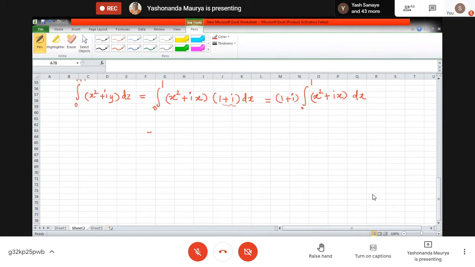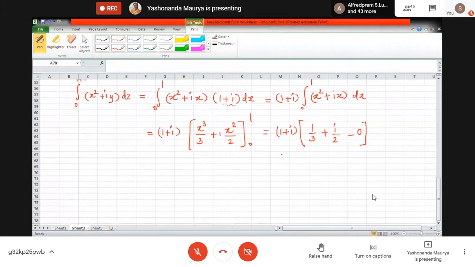Now the integration. This turns out to be 1 plus i times, what is the integration? x cube by 3 plus i x square by 2. Substitute the limits from 0 to 1. When we substitute the upper limit, it is 1 by 3 plus i by 2. Lower limit, when we substitute, it's all 0. So this is the expression. We have got two complex numbers. When we multiply them, we will get the answer, which is 1 by 3 plus i by 2. This is my answer.